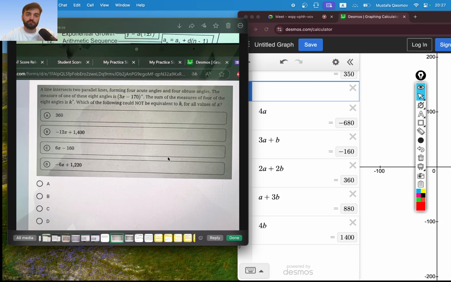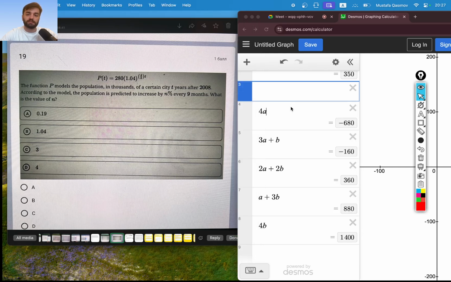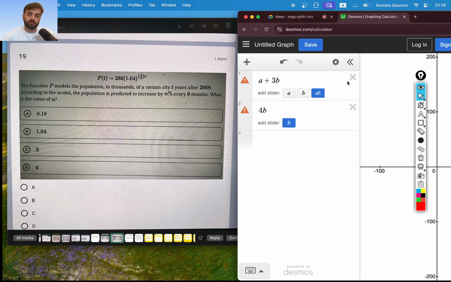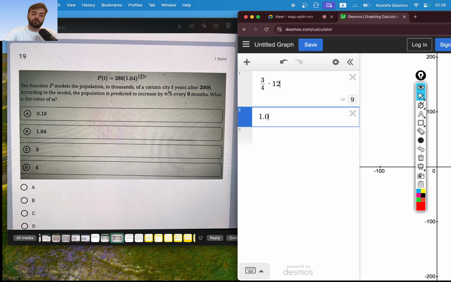Can we continue? Yes. It says increase by n%. This 9 months is coming from 4 over 3. When you set the exponent equal to 1, you will get 3 over 4. And when you multiply it by 12, you will get 9 months. So this 9 months comes from here, 4 over 3t. And n% is 1.04 minus 1.